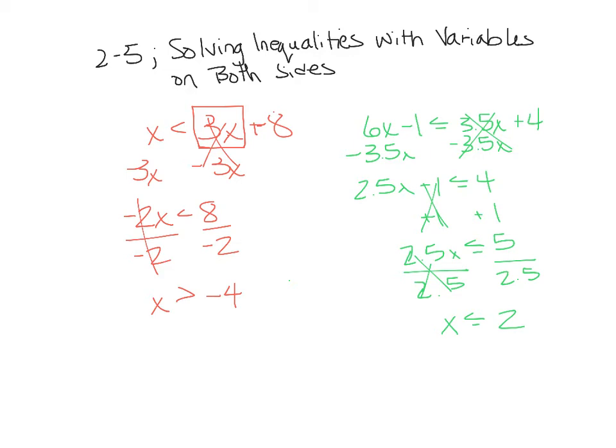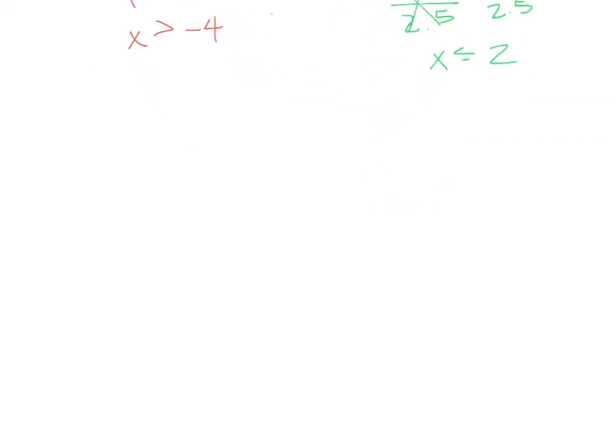Step 1 would be distributive property, if there was distributive property. Step 2, combine like terms on either side. Don't cross the inequality sign. Step 3, move the term with the variable from the right to left side. Step 4, move the constant from the left to right side. And step 5 is to solve for the variable. Okay? I'm not going to write them all down again because I already wrote them down once. So, next one.